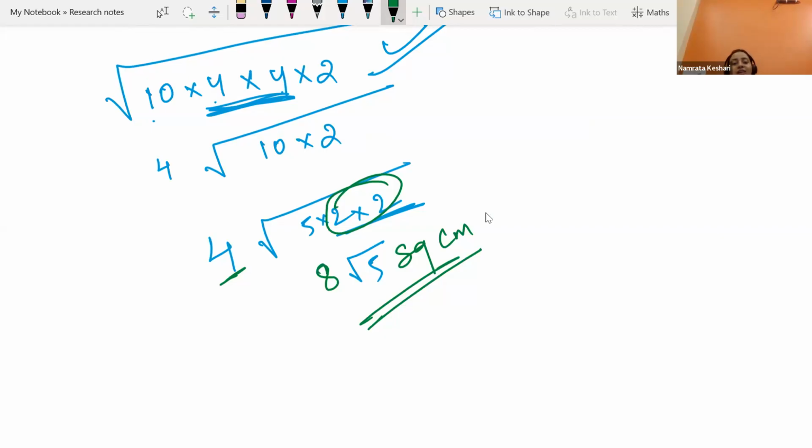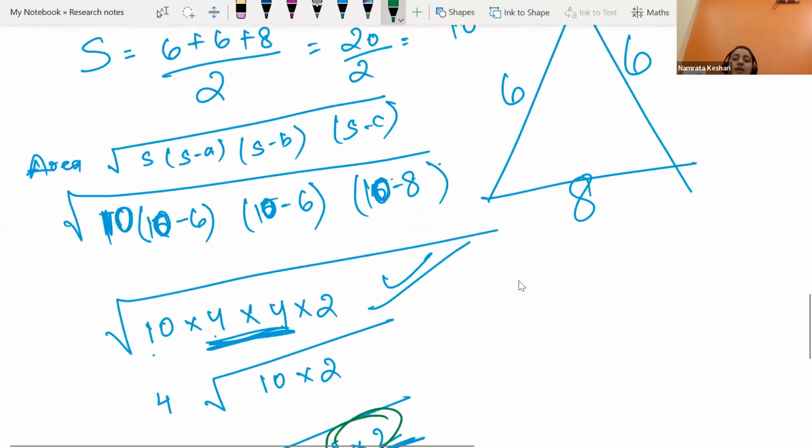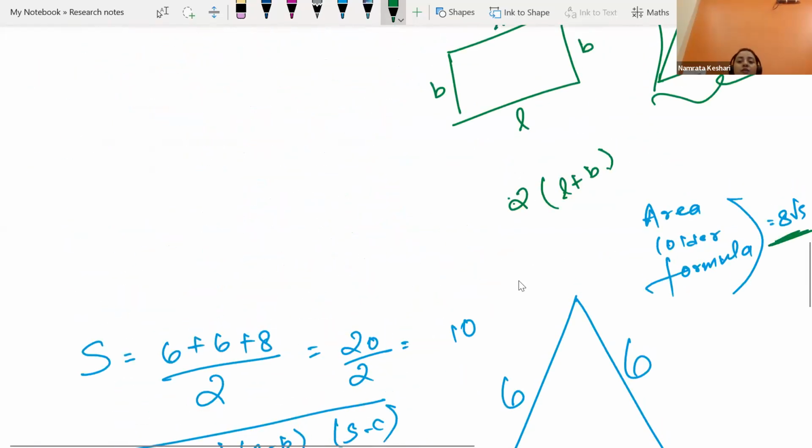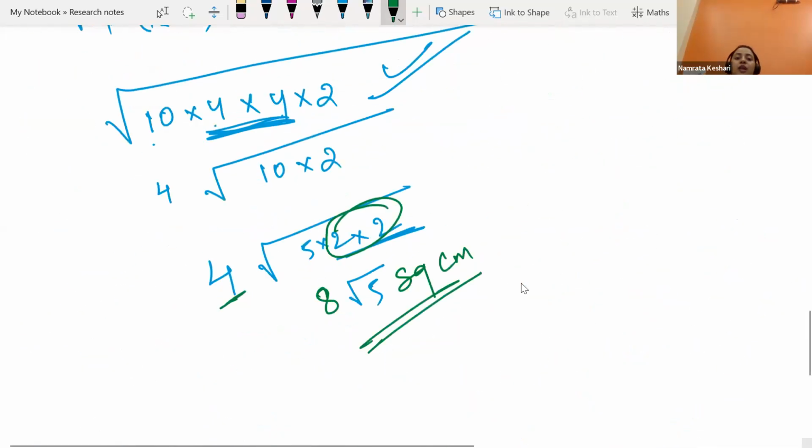Okay. Yes, we are getting the same area, by this formula or that formula. We are talking about the same triangle, so the area has to be the same. Can you see? By the older formula 8 root 5. By the new formula 8 root 5.